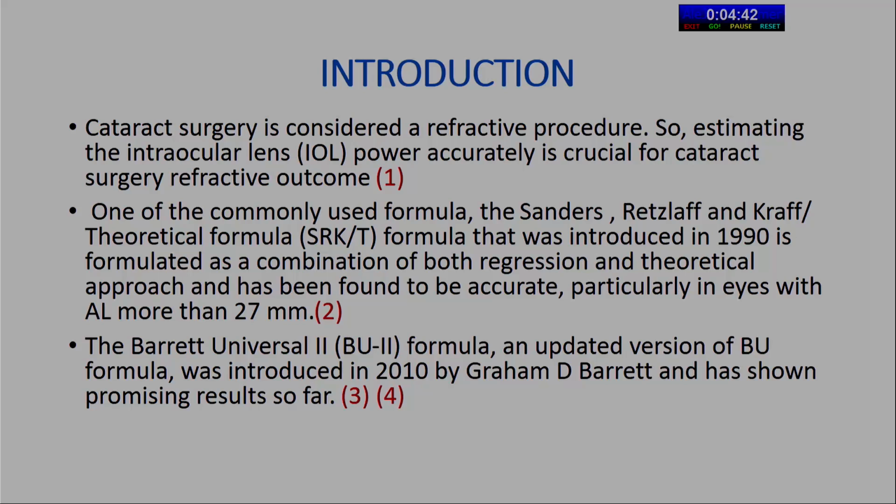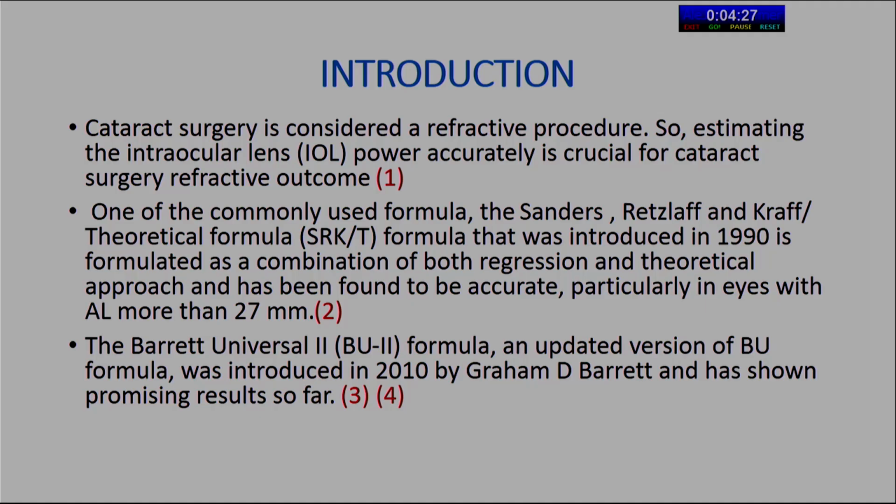outcome. One of the commonly used formulas, the SRK/T formula, that was introduced in 1990, is formulated as a combination of both regression and theoretical approach and has been found to be accurate, particularly in the eyes with axial length more than 27 mm. The Barrett Universal 2 formula, an updated version of the BU formula, was introduced in 2010 by Graham D. Barrett and has shown promising results so far.